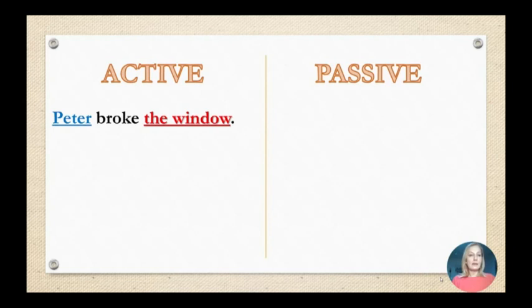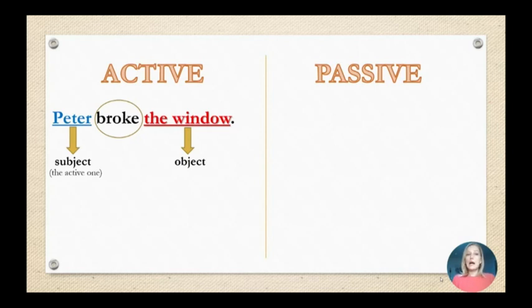So let's look at this active sentence. Peter broke the window. Let's analyze it. What's Peter? It's the subject, of course, and it's the active subject. What does it mean? It means that Peter does the action. He is the performer of the action. He is the doer. Okay, and what's broke? It's the action, of course. This time it is in the past simple because broke is the past simple form of the verb break. Okay, and the window is, of course, the object.